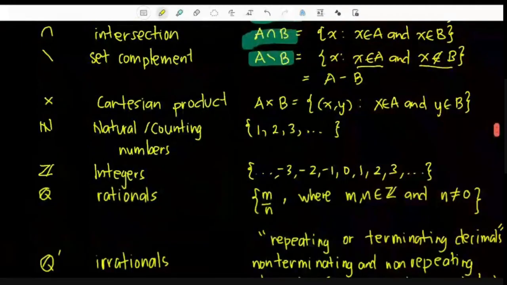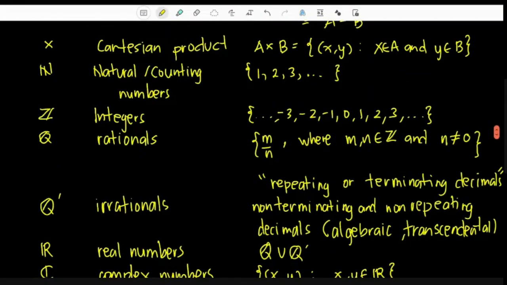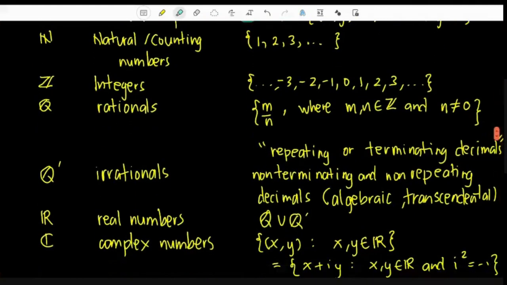Now, the Cartesian product is denoted by the multiplication symbol, the times symbol. So, A cross B is the set containing all ordered pairs (x, y), where the first element x is from the first set A, and the second element y is from the second set B. Okay. So, you're already familiar with this symbol. It's already introduced in your FCM course.